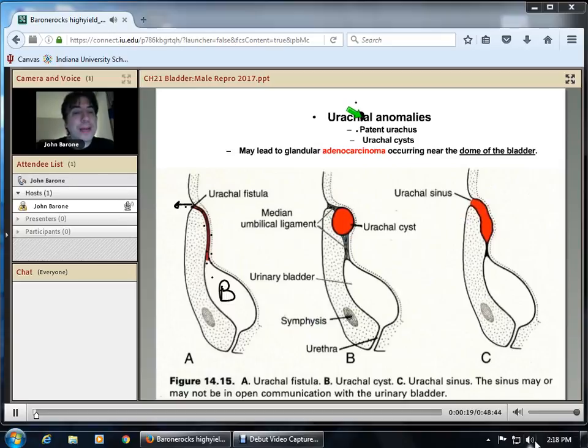Okay, urachal anomalies. And by the way, this I should not be there. It's like a little typo here. Let's get rid of that.